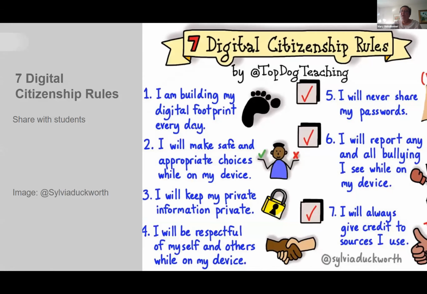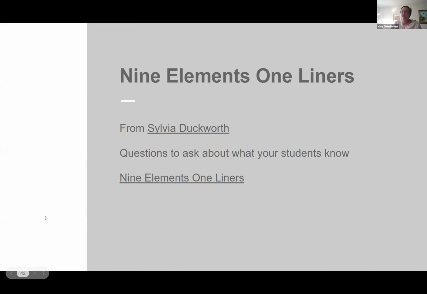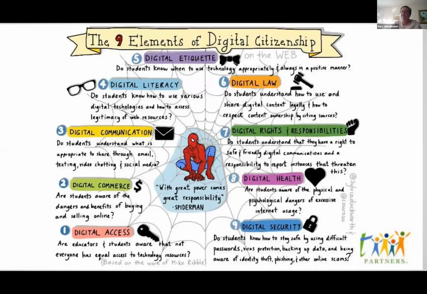This is just a little poster that you can use with students when you're working with them. These again are little reminders that you can have around your classroom or in your handouts for activities and so forth. And I'm just giving Sylvia Duckworth credit there. And then here, I showed you those 9 elements of digital citizenship at the beginning. Here are some very simple definitions here that you can use to communicate about those.